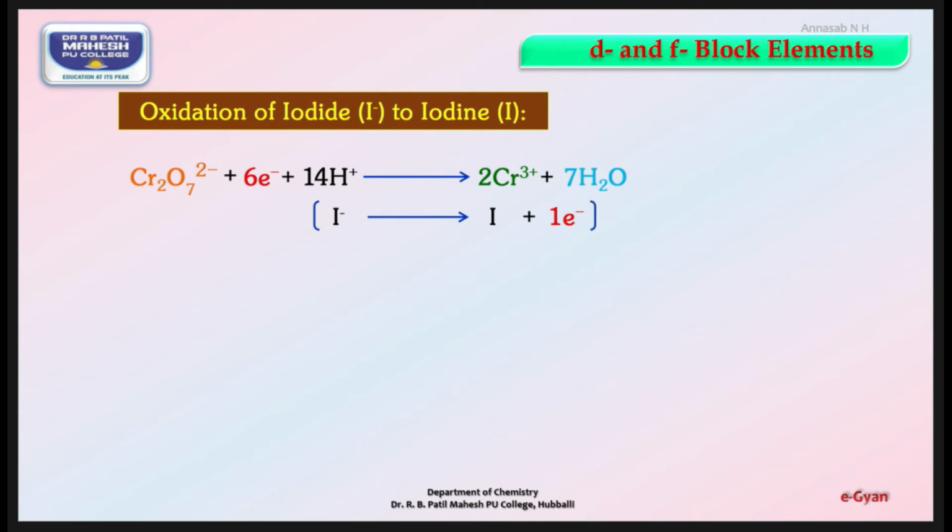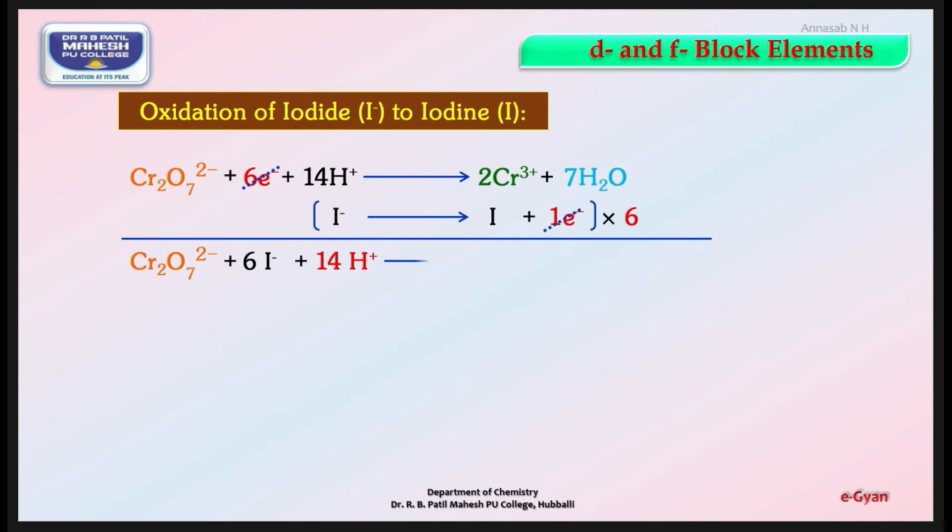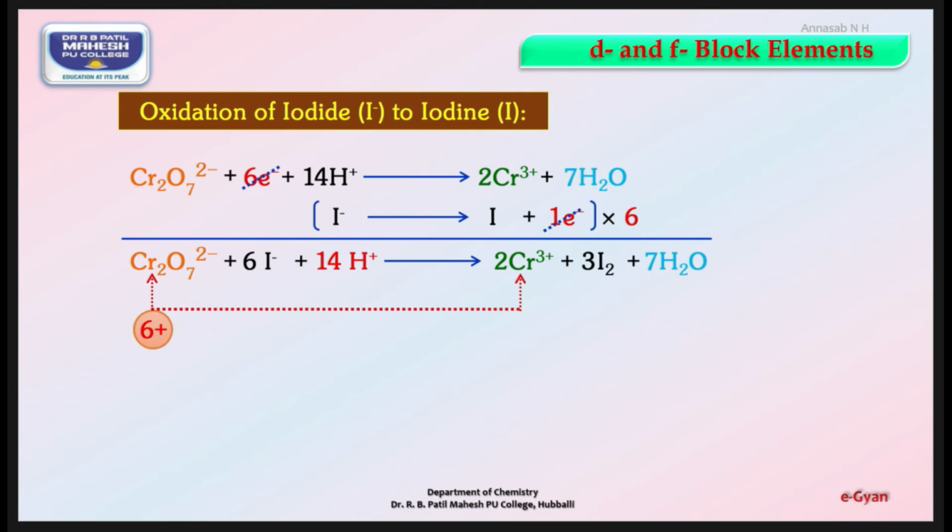Just to balance the equation, we are going to multiply the second equation by 6, so that we can cancel the left side electrons against the right side electrons. Upon simplification, we get the equation as Cr2O7 2 minus plus 6I minus plus 14H plus gives rise to 2Cr plus 3 plus 3I2 plus 7H2O. Change in oxidation number of chromium from plus 6 to plus 3, the process is reduction. And change in the oxidation number of iodide to iodine from minus 1 to 0.